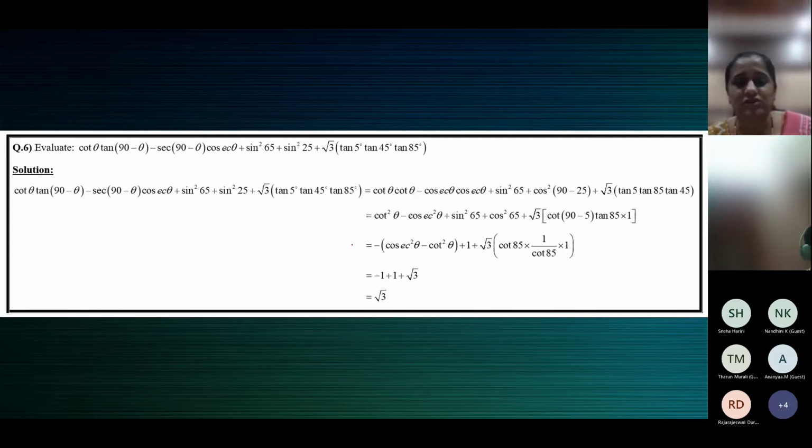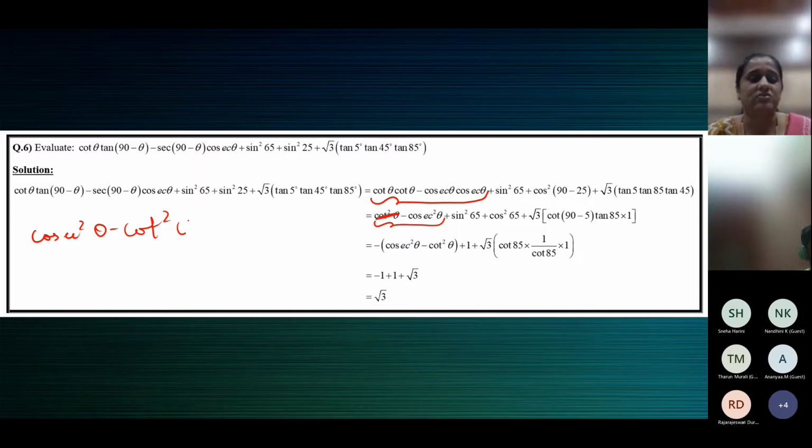I'm talking only about this first part. Cot theta into cot theta is cot square theta. Cosecant theta into cosecant theta is cosecant square theta. One way is you can take out minus common and write it like this, and cosecant square theta minus cot square theta is 1. So you get minus 1. That's one way. Otherwise, you can take away cot square theta and write that as, see here, cosecant square theta minus cot square theta is 1.